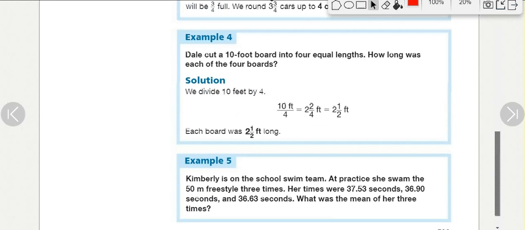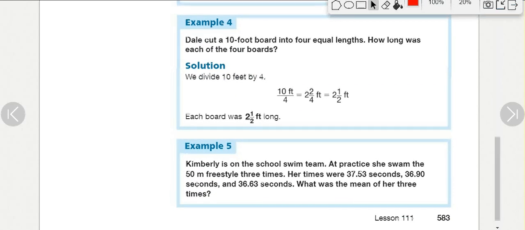And in example 4, we're cutting a 10-foot board into equal lengths. How long was each of the 4 boards? If they're all going to be equal, it's just one measure. 10 feet board. Sometimes it's nice to draw out what we're doing here. 10-foot board, 4 equal lengths. How long is each one? Well, then it's 10 divided by 4. 4 goes into 10 twice with the half left over.